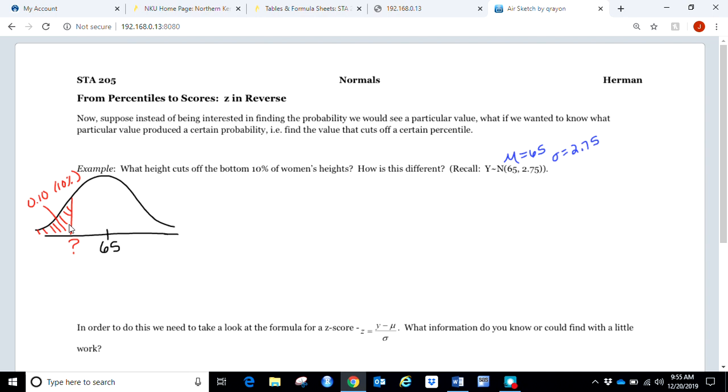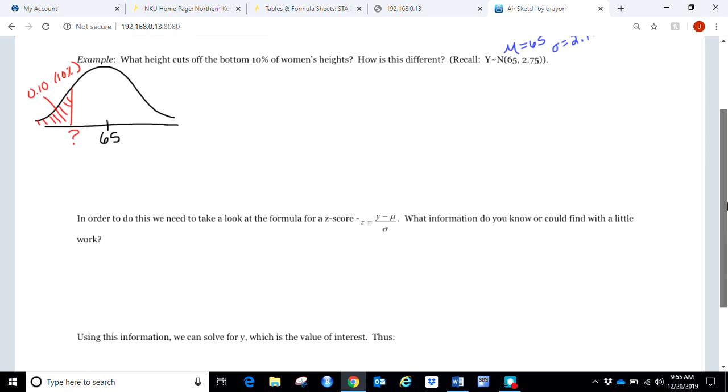So can you see how this picture is different than the ones we had previously? Previously, we knew the numbers along the bottom, and we were trying to find the shaded area. Now instead, I know the shaded area, and I'm trying to find the value at the bottom. So we will come back and finish this problem, but let's understand first how we're going to approach the problem.